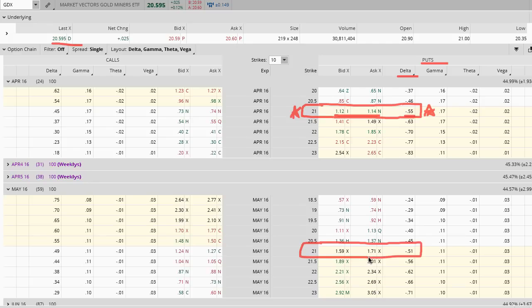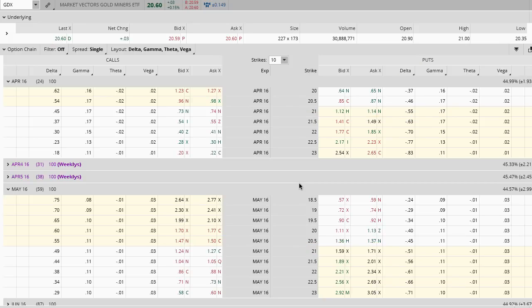On the call side, again, the same relative thing is going to happen here. You can see that the delta is negative 51 on the 21 strike puts for May. That means if the value of GDX, the stock itself, goes up by $1, we lose $51. If it goes down by $1, we make $51. Okay, so hopefully you can see how that relationship starts to interact with each other.